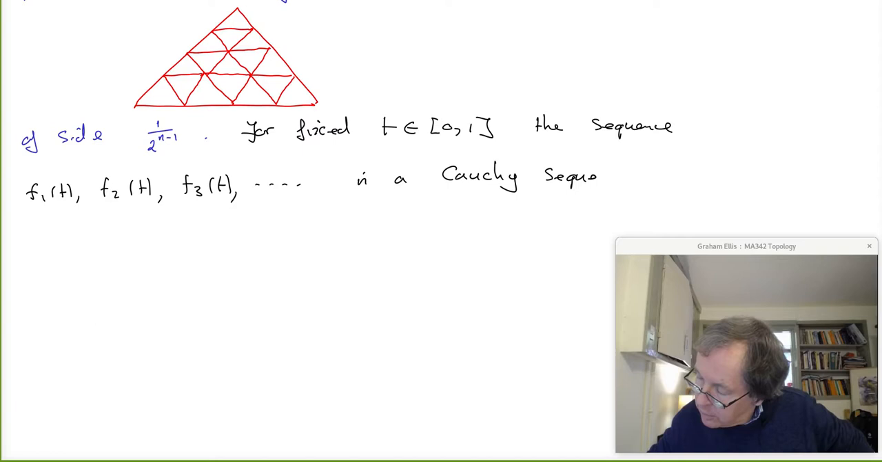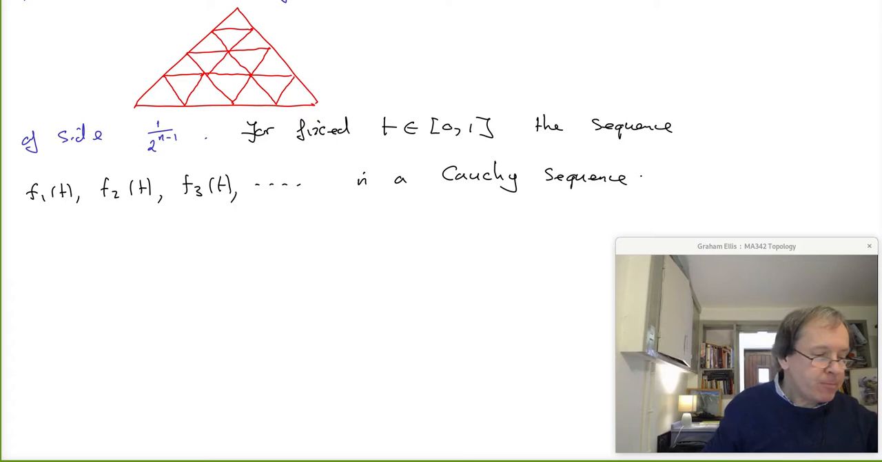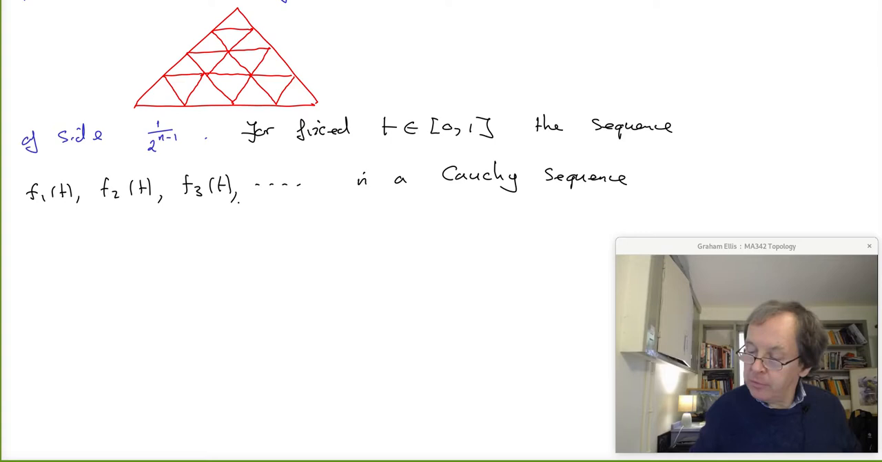So I introduced the notion of a Cauchy sequence at the end of the last lecture. What does that mean? That means that a sequence is Cauchy if, for any epsilon you give me, I can find a capital N such that Fi and Fj lie within an epsilon of each other whenever i and j are greater than N. So you give me as small an epsilon as you like.